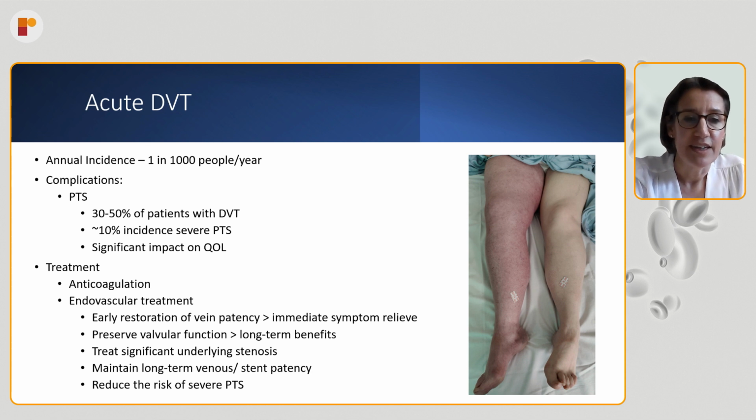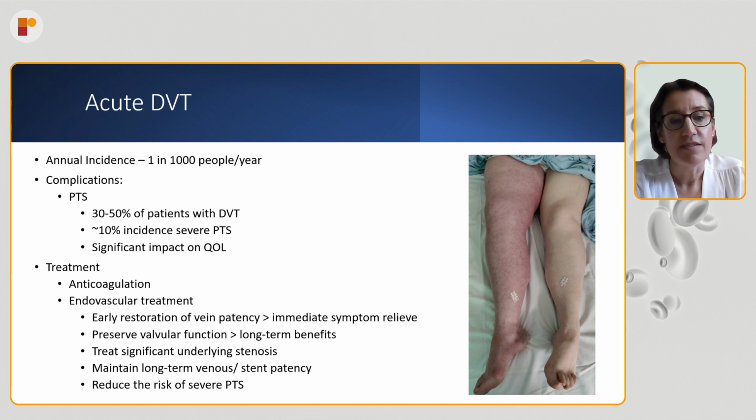Acute DVT is the acute presentation for the deep venous system, and the annual incidence of this is about 1 in 1,000 people per year. The main complication of this is post-thrombotic syndrome, and about 30 to 50% of patients with an iliofemoral DVT will go on to develop some form of post-thrombotic syndrome. In 10% of these cases, the syndrome will be severe, which has a significant impact on patients' quality of life. This is often quite a young patient cohort, and so can be quite disabling for them.